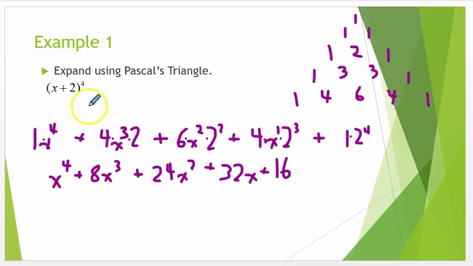So here we've expanded x plus 2 to the fourth power, and that was instead of sitting there and distributing out x plus 2 times x plus 2 times x plus 2 times x plus 2. Because the bigger the exponent, the more tedious and time-consuming that will become. So for bigger exponents, we use Pascal's Triangle or the Binomial Theorem.